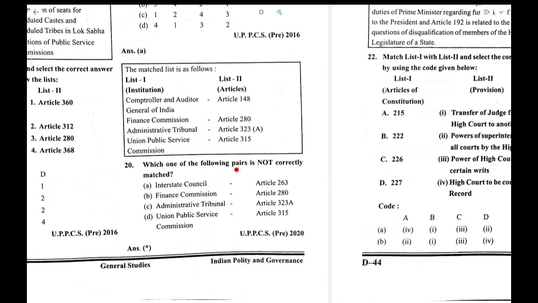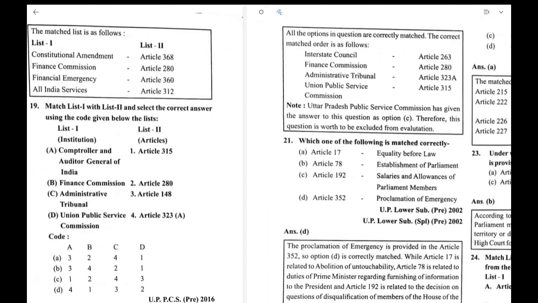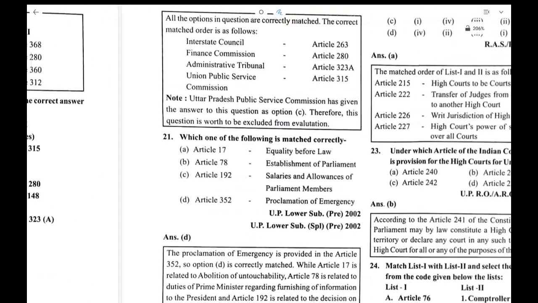Now, which of the following is not correctly matched? Interstate Council, it is right. Finance Commission is also right. Administrative Tribunal is right. UPSC is also right. So that is why the question is disputed.